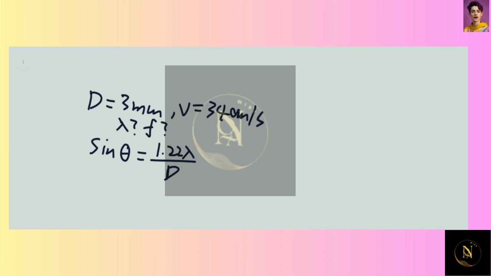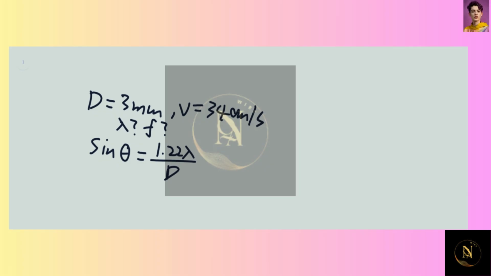for the detector. So now first we need to figure out the lambda. The equation that describes the diffraction in this case is sine theta equals 1.22 lambda divided by d. We know d, which is 3 millimeters, but it seems like we don't know sine theta. But let's take a look.